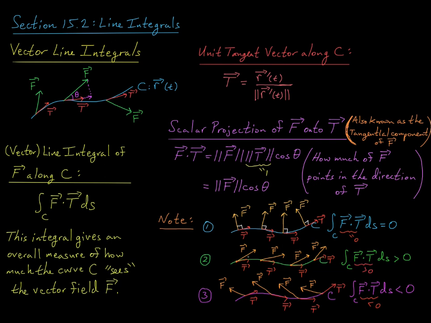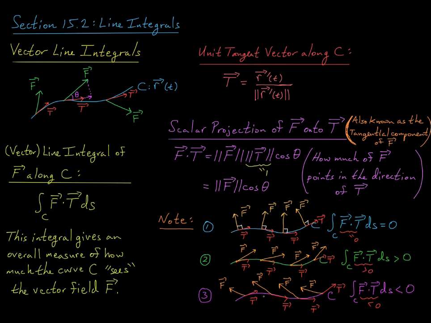Okay, so if theta is between 0 and 90, cosine's positive, so my dot product there would be positive. And I can see here that this wind force would be helping me along as I move forward along C. The wind would be at my back here, and the curve C would be seeing the vector field. Again, if I were to project F onto this tangential direction, there will be some, in this case, positive tangential component.